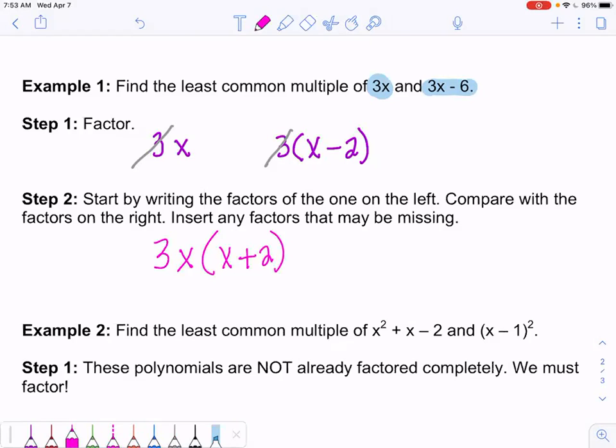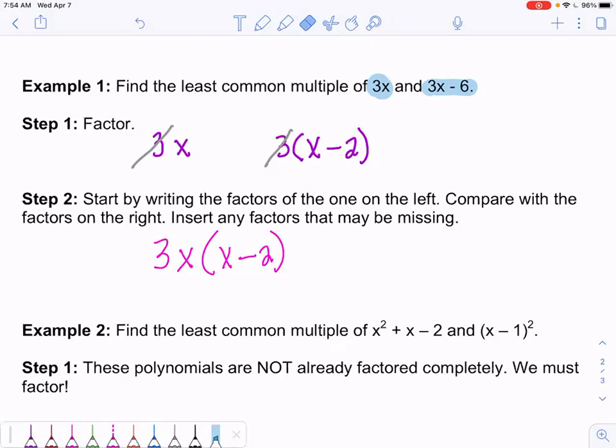So a multiple means multiplication. The least common multiple is really a list of all of the factors of the denominator. If one is already there, I don't write it again. So the 3 was already there. I'm not going to write it a second time. But the one on the left has an x, so it needs an x. The one on the right has an x minus 2.